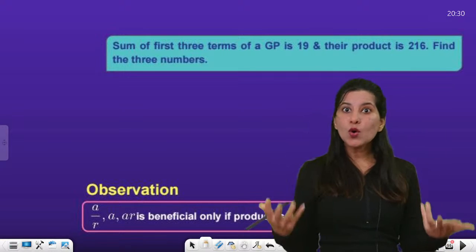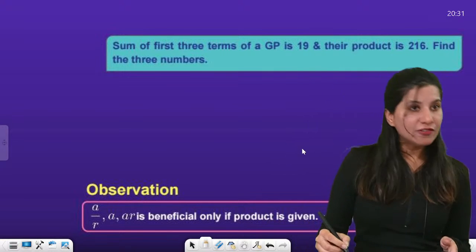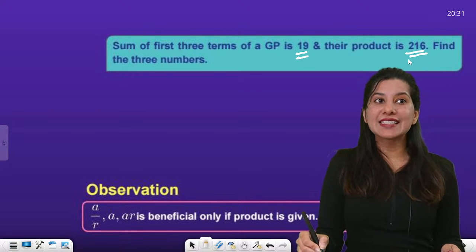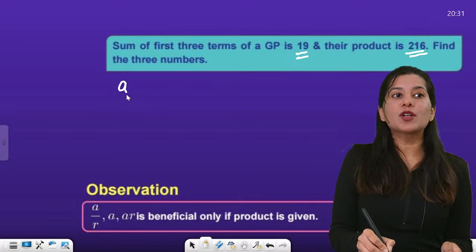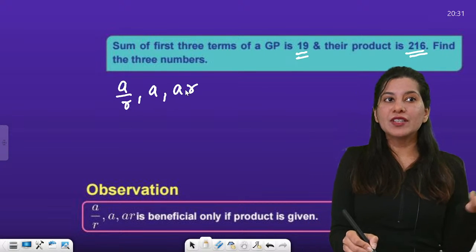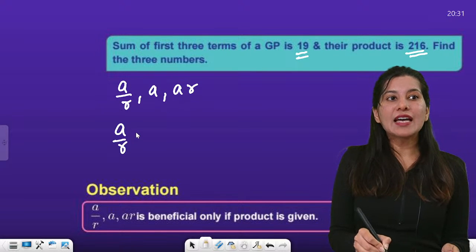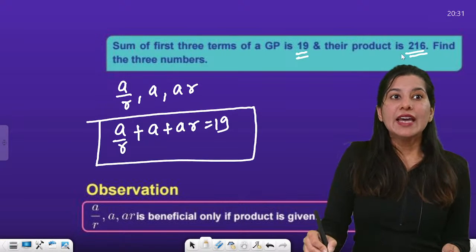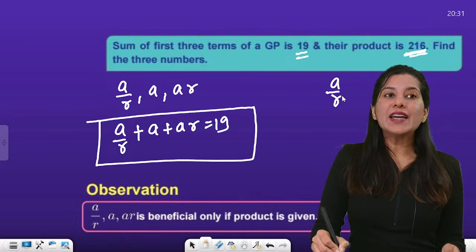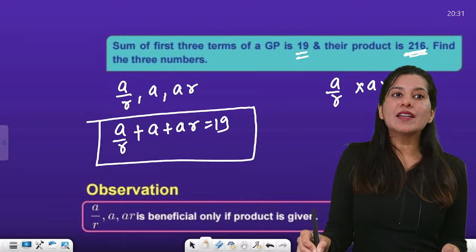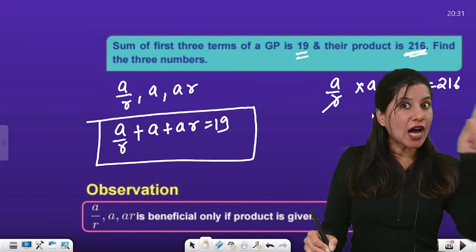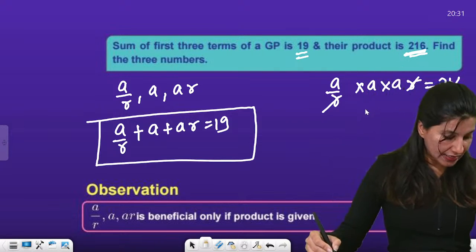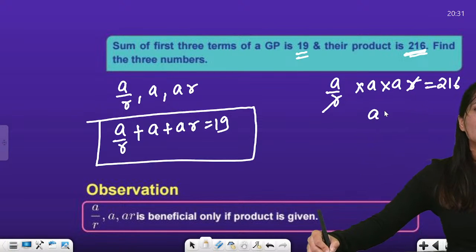Yes. Now one more question. The sum of the first 3 terms of a geometric progression is 19 and their product is 216. We know how to take the first 3 terms. So the sum is given as what? The sum is given as 19. In the question itself it is given. And their product is 216. So A by R into A into AR is 216. Now you understand, equation solving has become much easier when you take such numbers. So A cube is what?